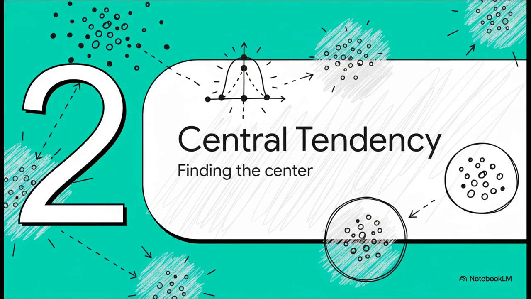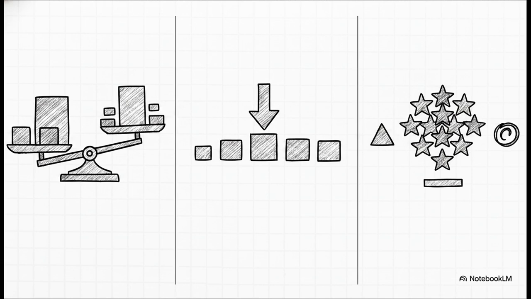Let's jump into section 2, measures of central tendency. Once we actually have our data, the very first thing we want to know is where it naturally clusters. To find this, we rely on the big 3 measures of central tendency. First up, the mean, which is your standard arithmetic average, just adding everything up and dividing by the number of items. Second, the median. This is the exact middle item when you literally line every piece of data up from lowest to highest. And third, the mode, which is simply the single value that shows up the most frequently.